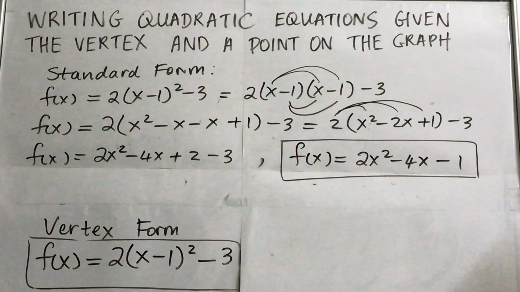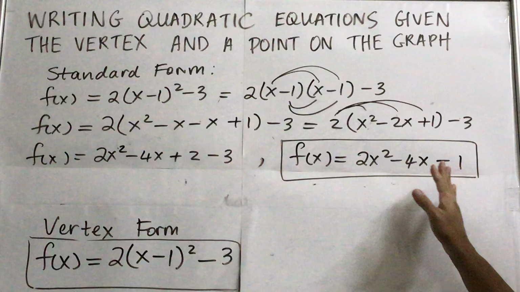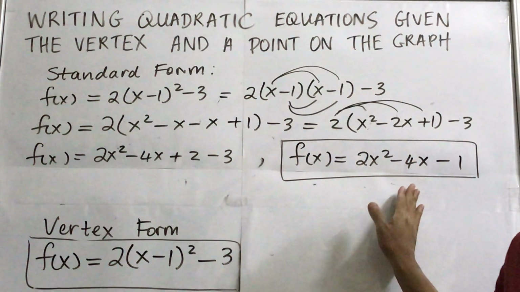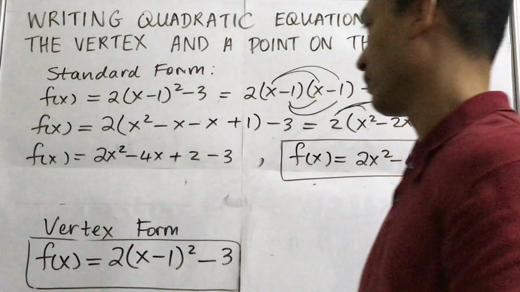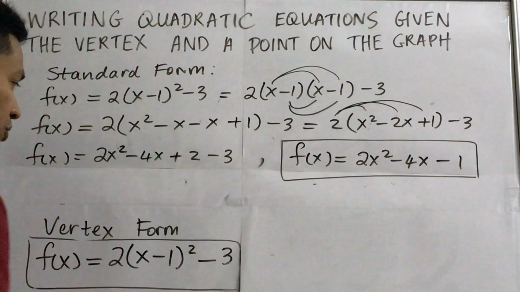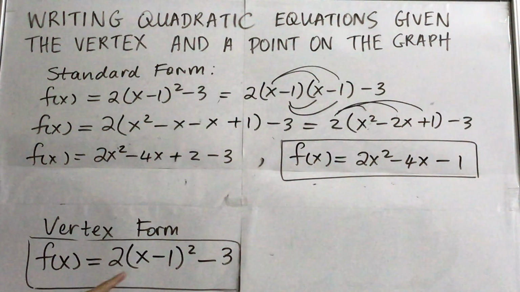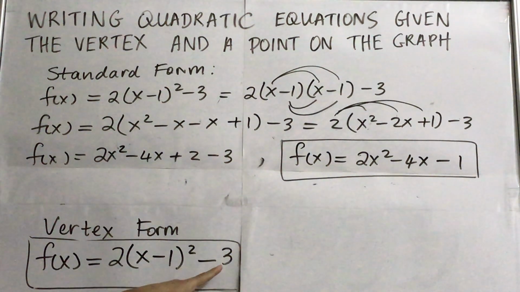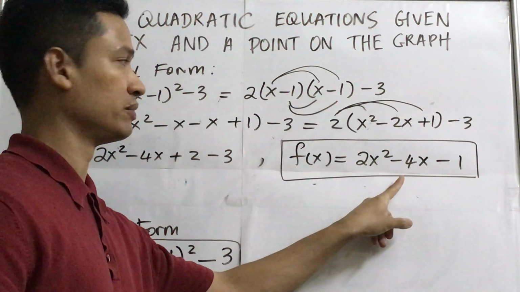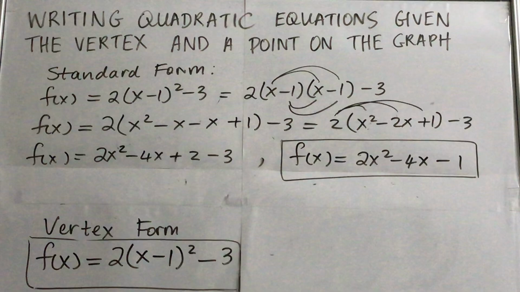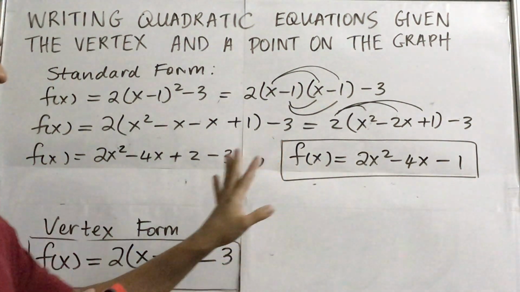Okay, any questions so far? Is everyone following? The vertex form, the standard form. These two equations are really the same. They just take on a different form. Now, the reason why we have two forms is, here in the vertex form, we can easily tell that your vertex is 1, -3. Here, it's not so easy to tell. But we leave it in this form for some other purposes.